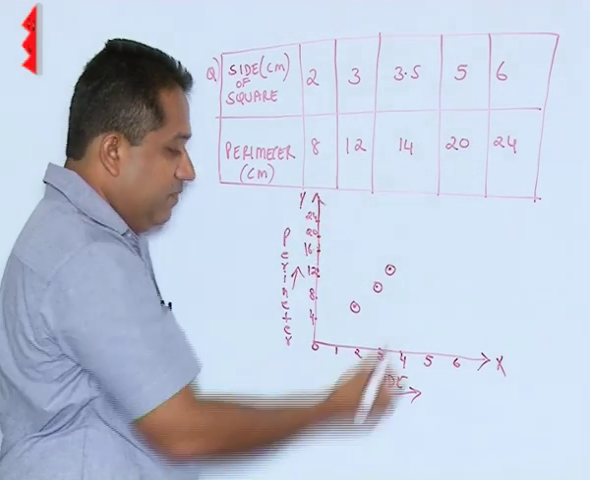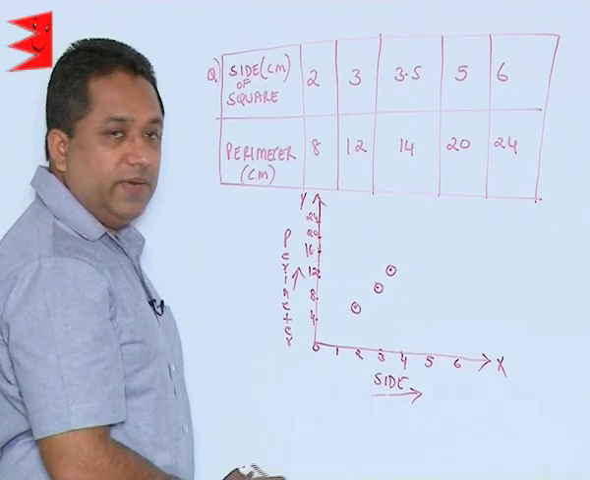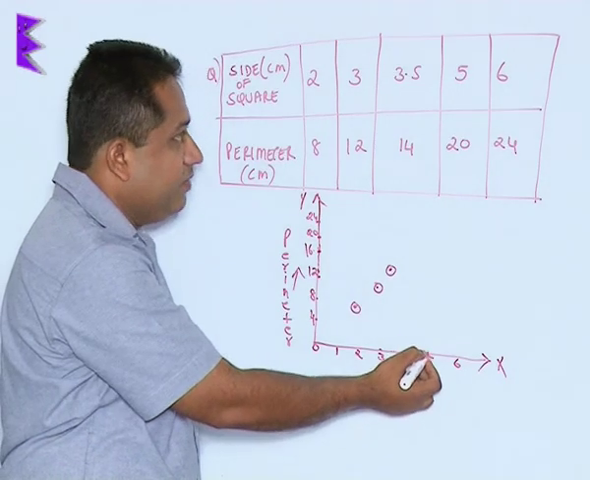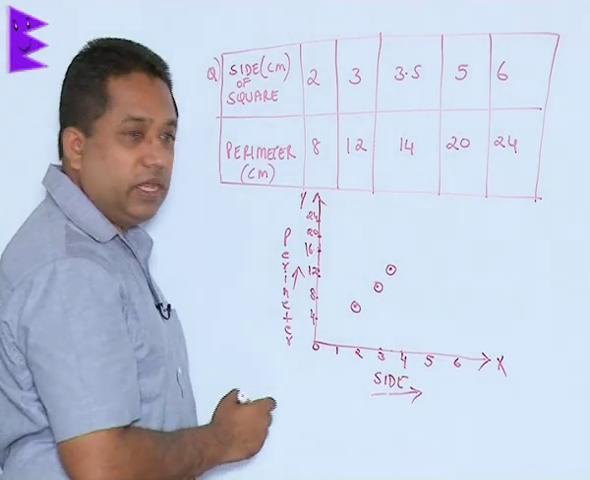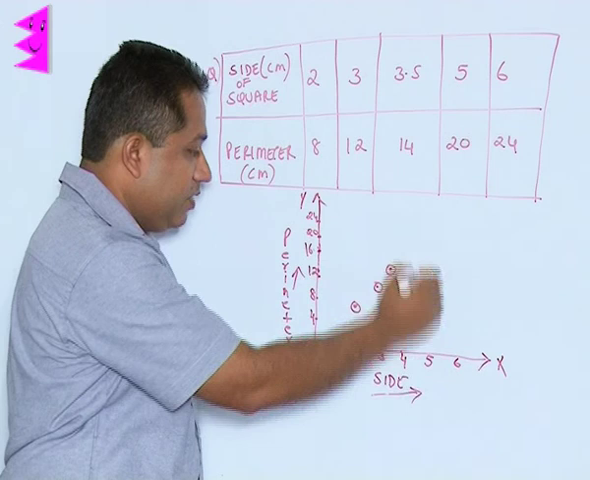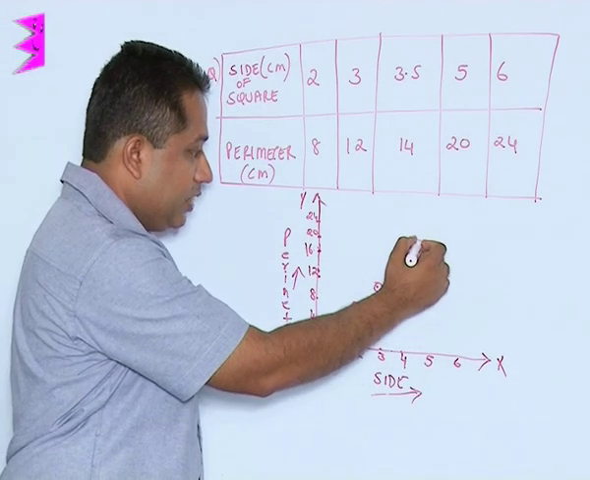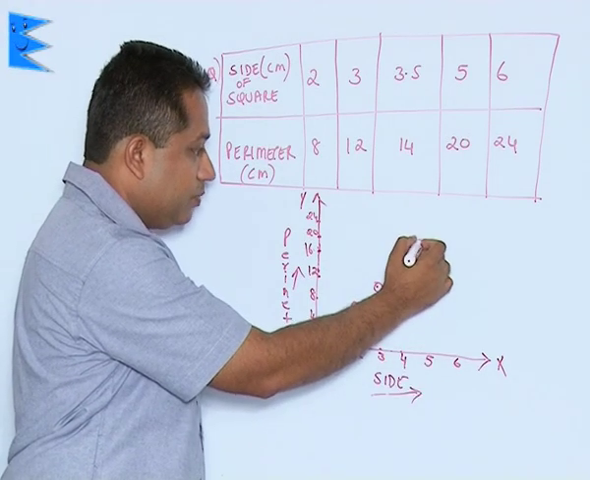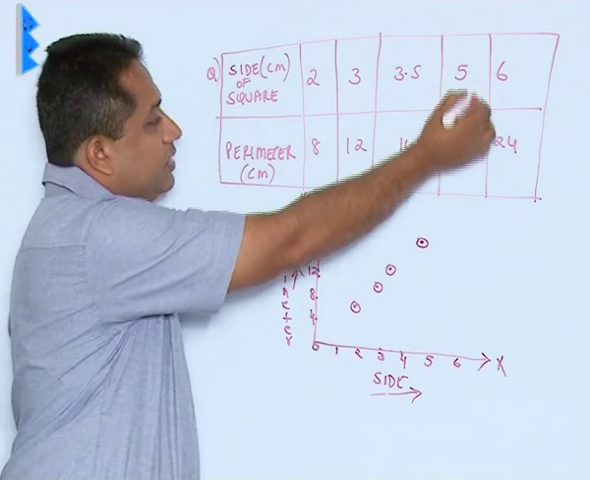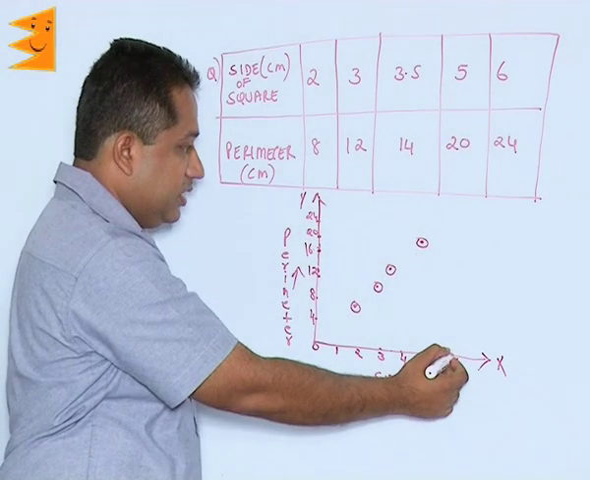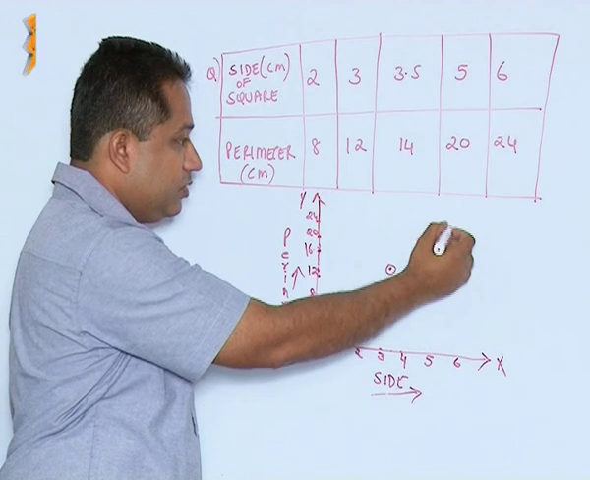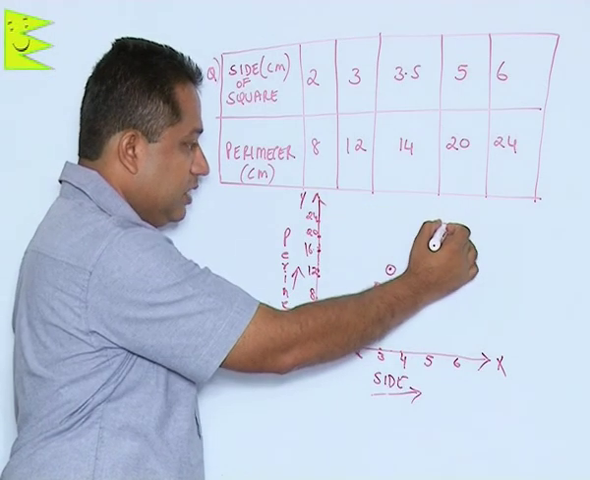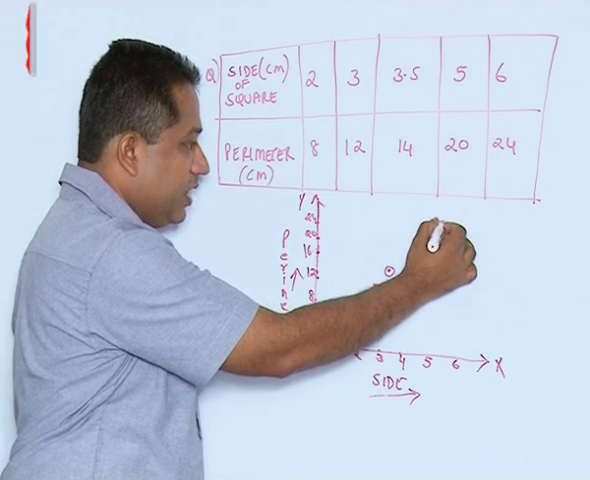Next, we have 5 and 20. 5 and 20 indicates that x is 5 and the value of y is 20. So, x 5, y 20, take that point here. So, that point is going to be approximately here. Next one, 6 and 24. So, x is 6 and y is 24. So, bring these 2 points, they are going to intersect somewhere here.